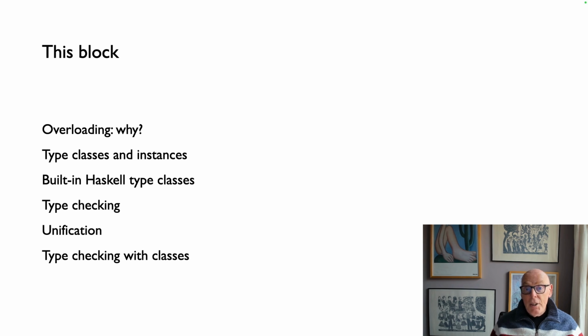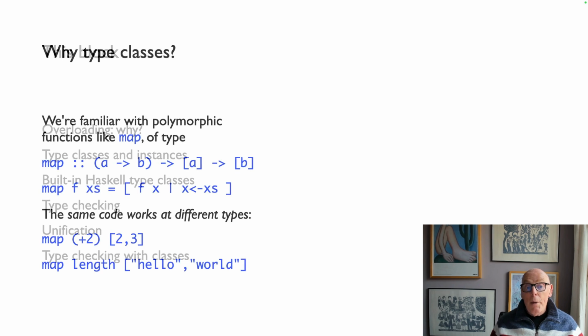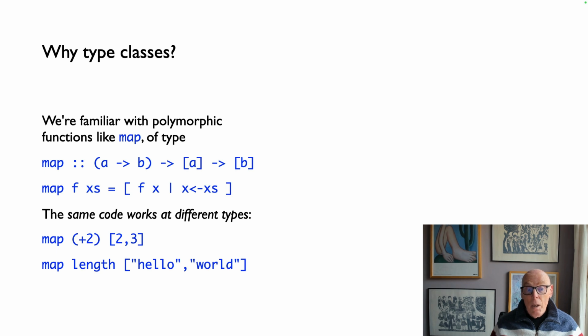But let's just go back to the beginning and talk about why we might want to have type classes. So we talked already about polymorphic functions like map, where the same code, the definition of map that you see there, given by a list comprehension, works for different types. It works for any input type and any output type, and takes a list of the input type and returns a list of the output type. And so we get fantastic code reuse and comprehensibility, because we just see one name, map, for all those different uses at all those different types.